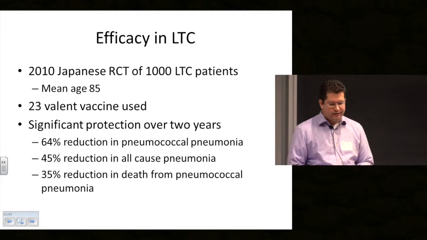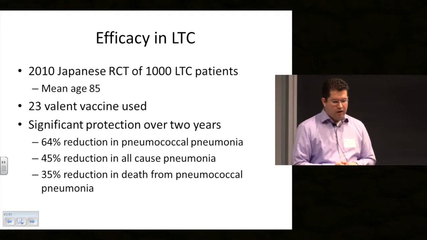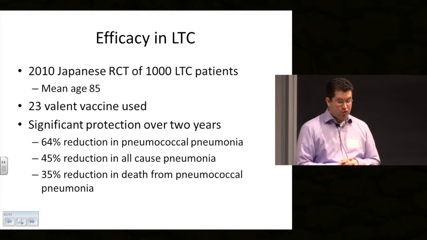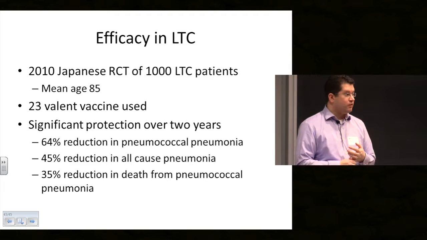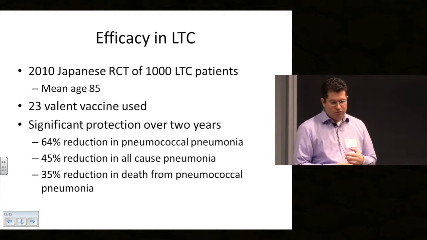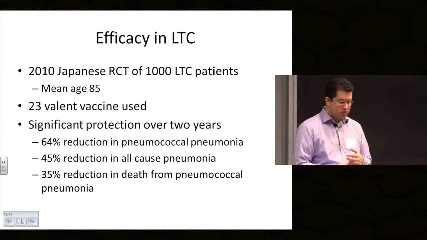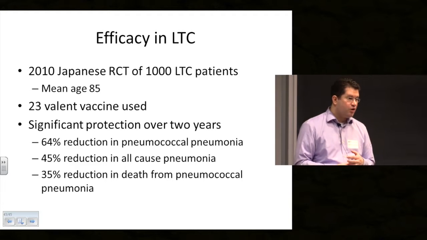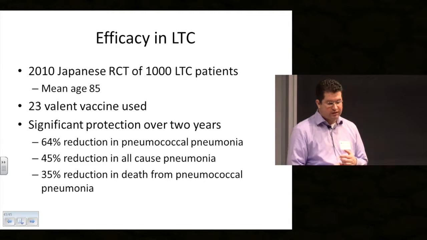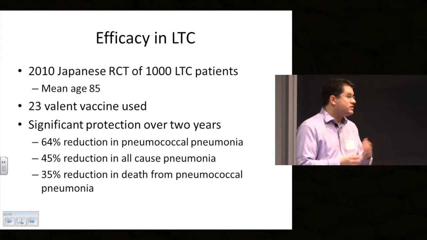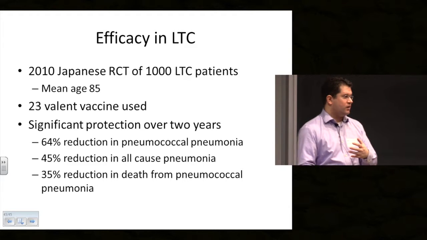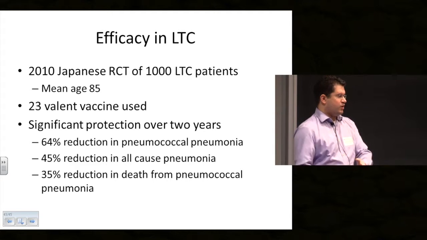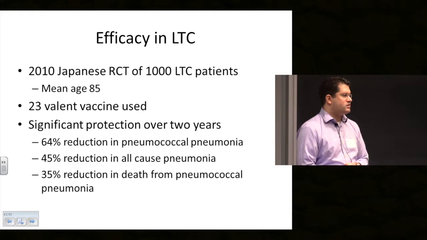Specifically in long-term care, in 2010, they did a randomized controlled trial of about 1,000 long-term care patients who were quite old with the polysaccharide vaccination. And they found that over 2 years, the polysaccharide vaccination reduced pneumococcal pneumonia by 2/3, all-cause pneumonia by almost half, and death from pneumococcal pneumonia by 1/3. So it does seem to be beneficial. So no one has yet done a study comparing conjugate plus polysaccharide to polysaccharide, but it does seem that the polysaccharide has significant benefits.